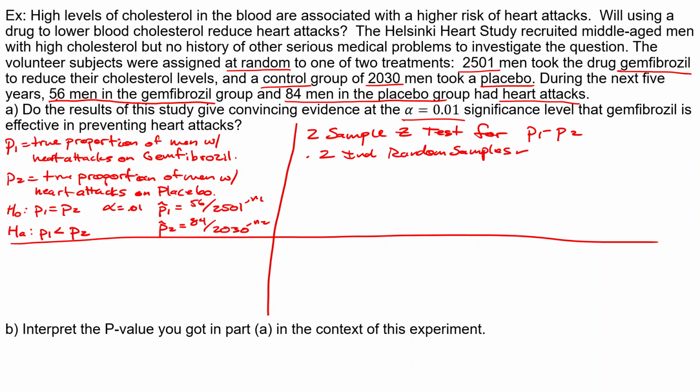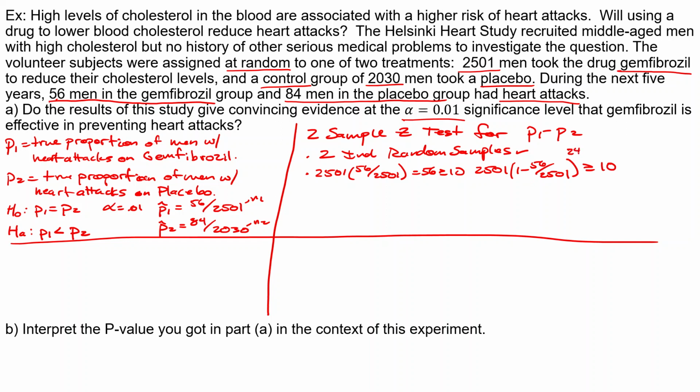All right, so it said they were randomly assigned to treatment groups, and there's no one in both groups, so they are independent of each other. All the n times p conditions: we've got 2501 times 56 out of 2501, which gives us 56, which is greater than or equal to 10. We've got 2501 times 1 minus 56 out of 2501, which is also going to be greater than or equal to 10. I haven't worked out the number, but it's going to be in the thousands.